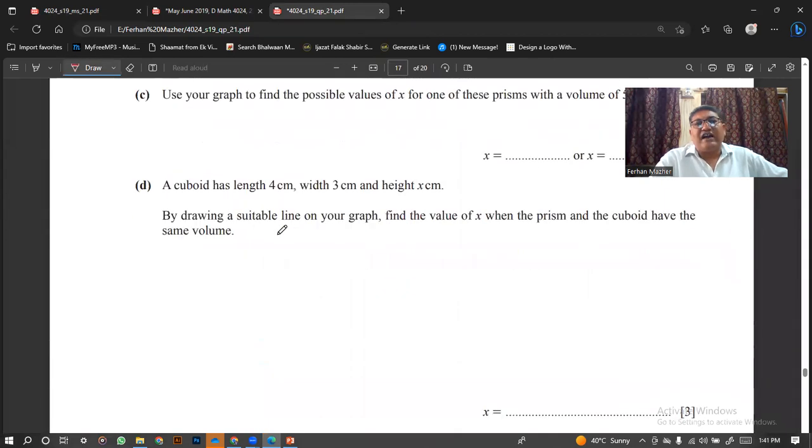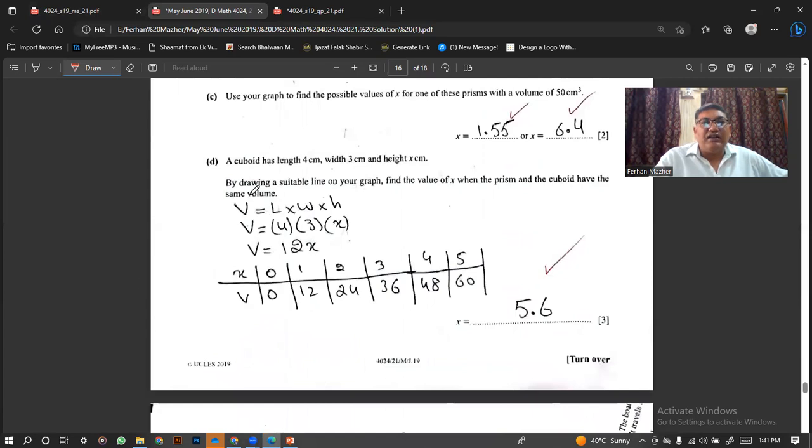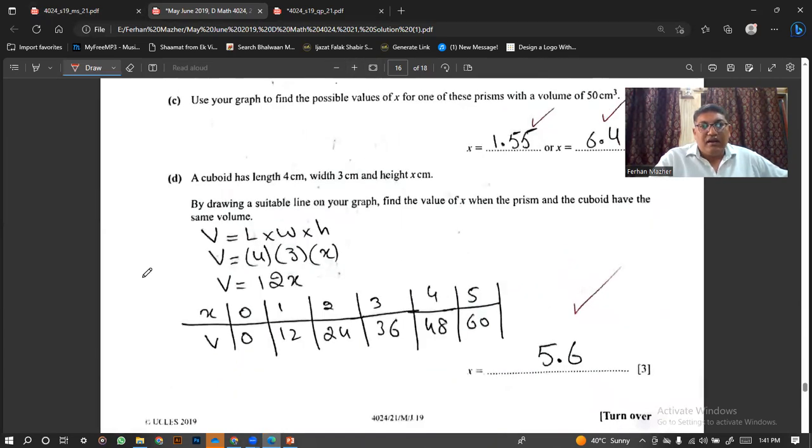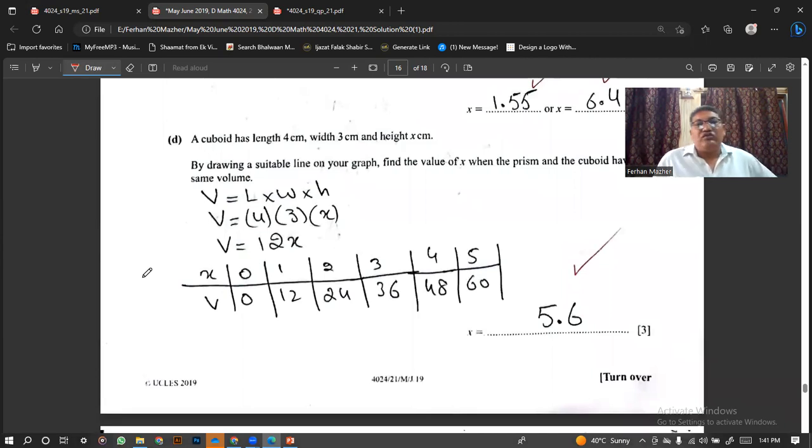Then the question is, a cuboid has a length of 4 centimeters, width 3 centimeters, and height x centimeters. By drawing a suitable line on your graph, find the value of x when the prism and the cuboid have the same volume. First of all, I will use the formula. Volume is length times width times height. So it is 4 times 3 times x. So volume is 12x. I will substitute some values in the place of x and make a table. 0, 1, 2, 3, 4, 5, 6, 7, 8.